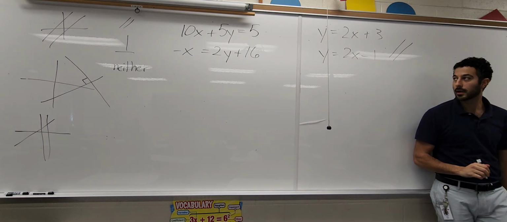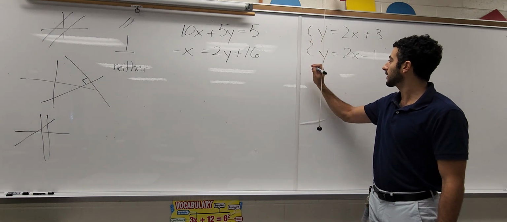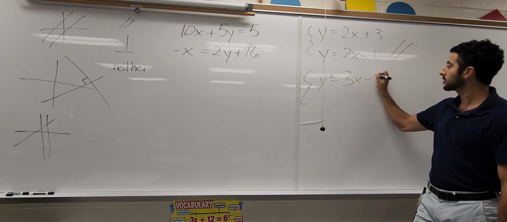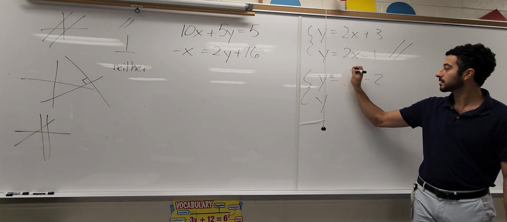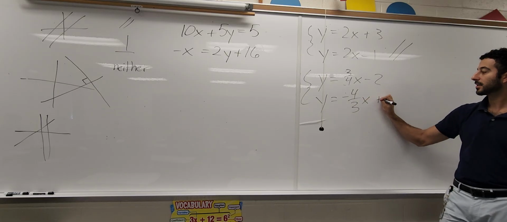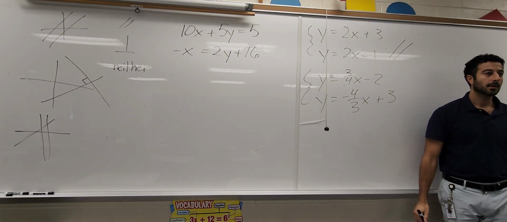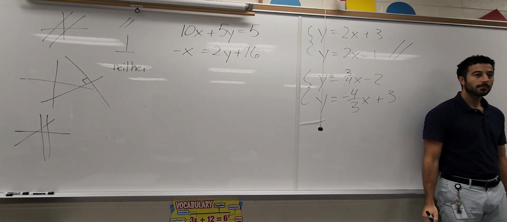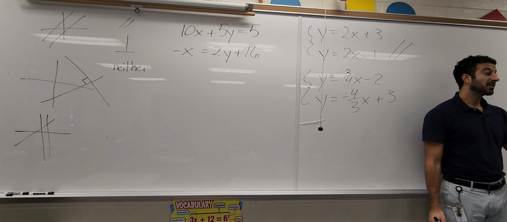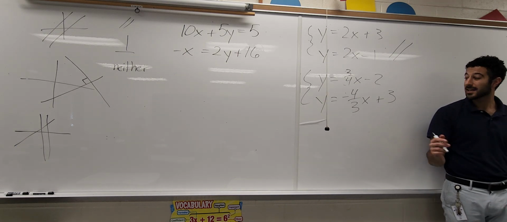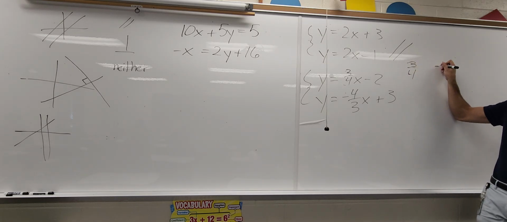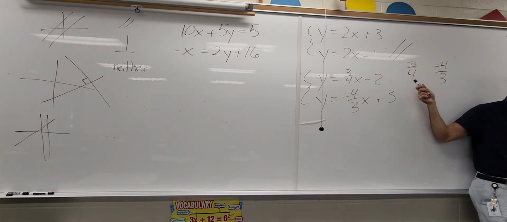Excellent point. Okay, that's one. Here's another example. y equals 3x minus 2, actually let's make it 3/4x, and y equals negative 4 over 3x plus 3. How do you know it's perpendicular? The slope is flipped. They intersect, but they must intersect at a right angle, and some of you are saying it. The slopes are negative reciprocals. So 3 over 4 and negative 4 over 3 are negative reciprocals of each other.